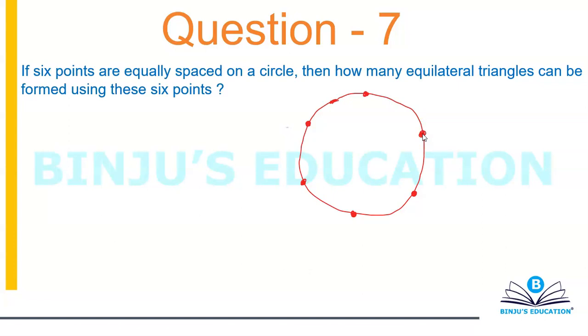You do that with the help of the angle. Okay, so let's name the points first of all: A, B, C, D, E and F. So let's connect A with D first of all, C with F and B with E. If the points are equally spaced, then these angles here would be equal to 60 degrees. This is what is meant by equally spaced points on a circle.